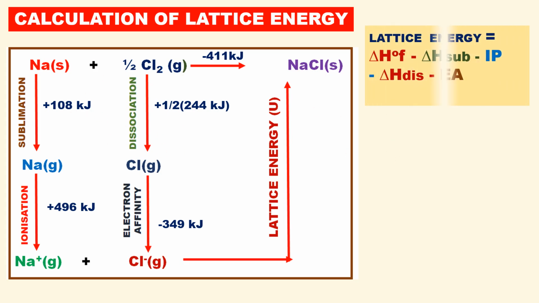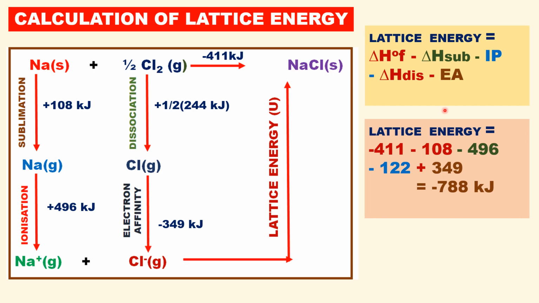Let us now calculate the lattice energy by using the equation. Let us rearrange the previous heat of formation equation and substitute in it: the heat of formation, minus 411, then minus the heat of sublimation, minus the ionization potential, 496, then minus the heat of dissociation, 1 by 2, and the electron affinity, 349, therefore plus, because minus of minus gives plus.